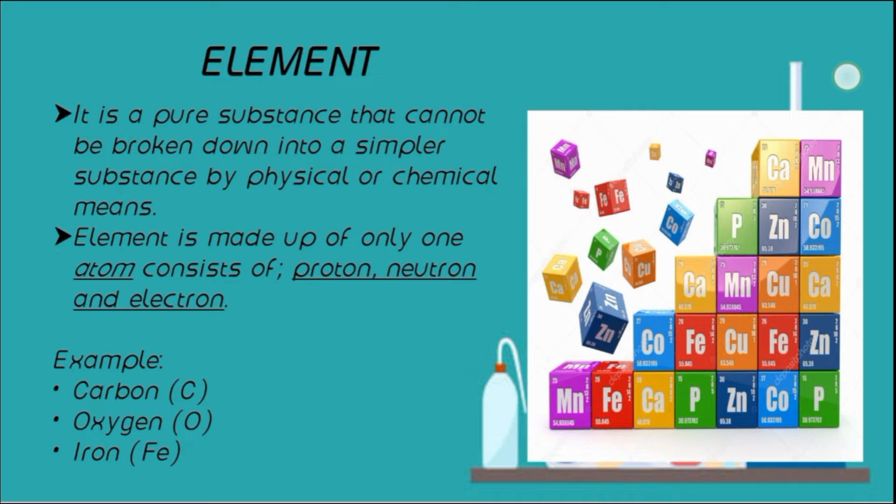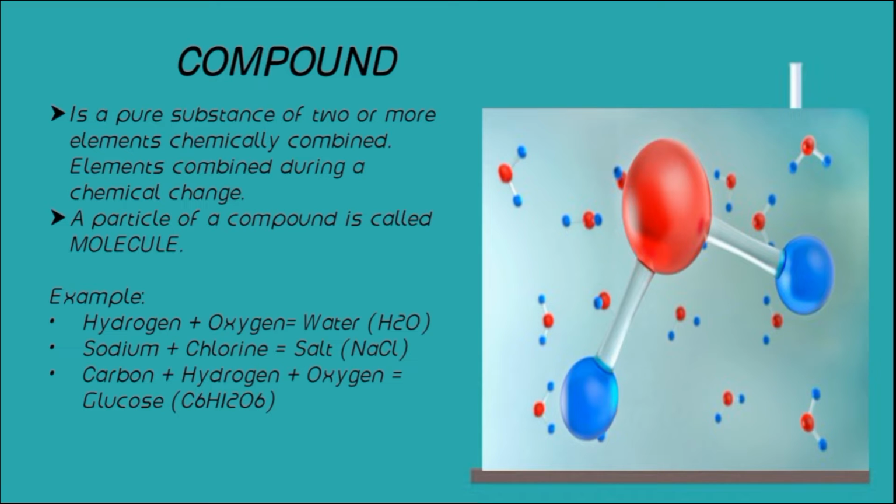Some common examples of elements are carbon, oxygen, and iron. Next is compound. It is a pure substance of two or more elements chemically combined. Elements combined during a chemical change. A particle of a compound is called a molecule.